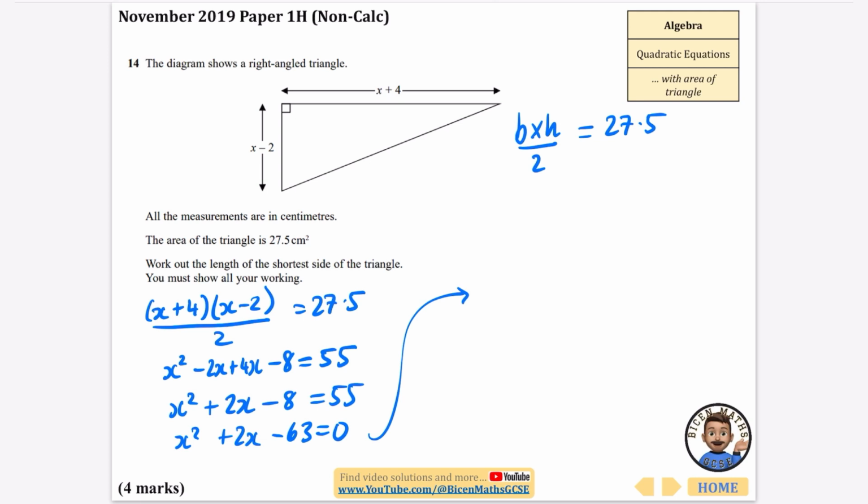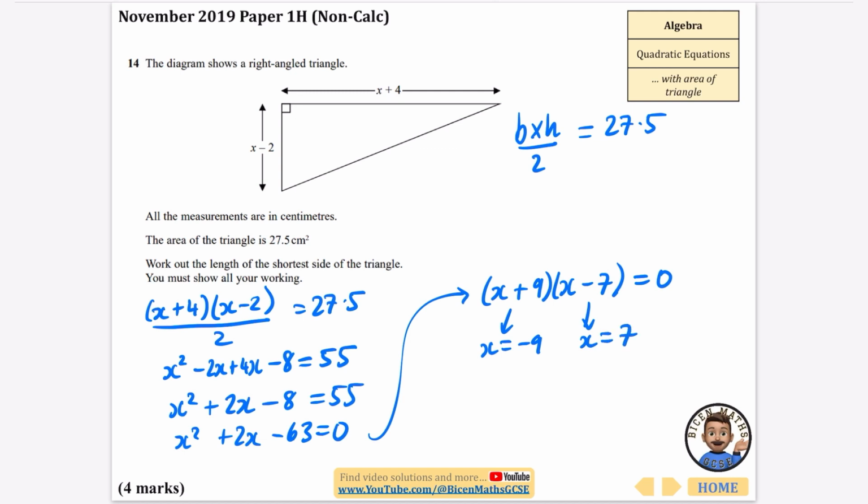So continuing with the working here, because it's non-calculator, I think we're going to be able to factorize this. So I'm going to think of two numbers that multiply to minus 63, but add to 2. And those two numbers are going to be 9 and minus 7. Because they multiply to minus 63, but they add to 2. So this tells me that a solution is x equals minus 9, and this tells me that the solution is x equals 7.